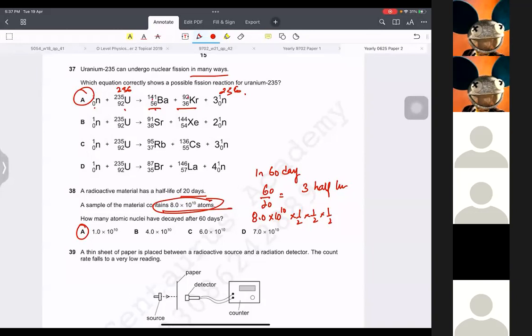The sample material contains this. How many nuclei have decayed after 60 days? Acha. No, it's right. It has to be D. He says how many have decayed. We have found how many are left. 1.0 times 10 raised to the power are left. And the decayed number is the original minus that. You are right, my friend. It has to be D. Is it clear?